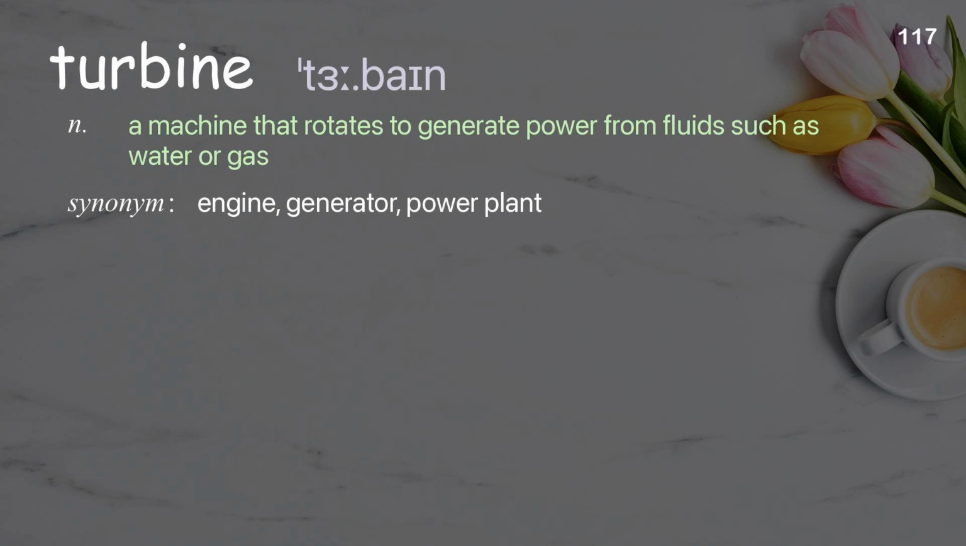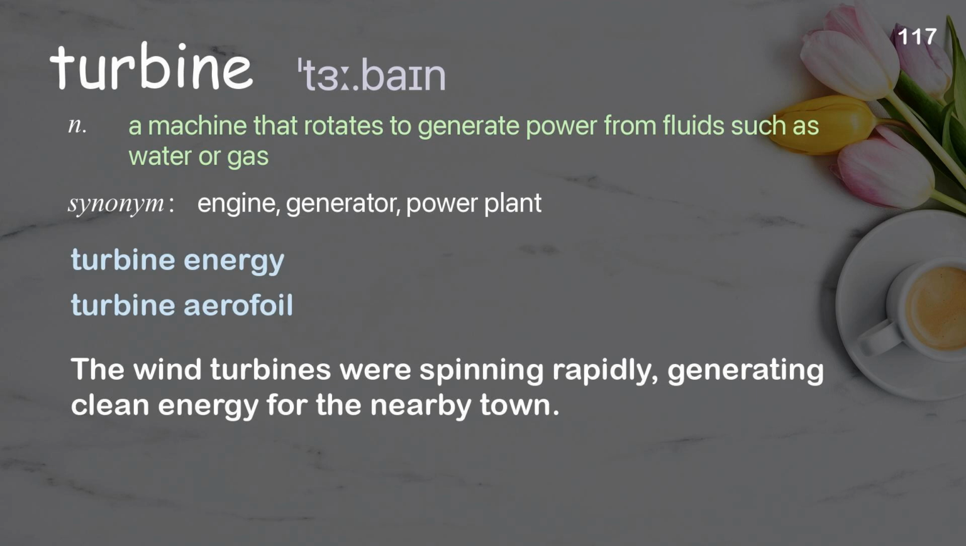Turbine. A machine that rotates to generate power from fluids such as water or gas. Examples. Turbine energy. Turbine airfoil. The wind turbines were spinning rapidly, generating clean energy for the nearby town.